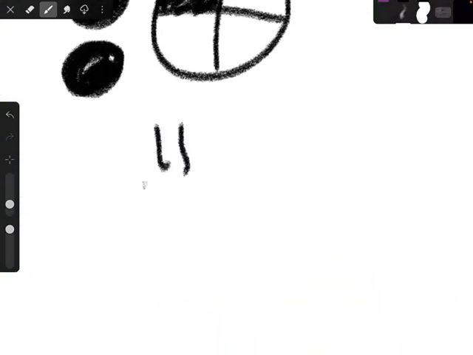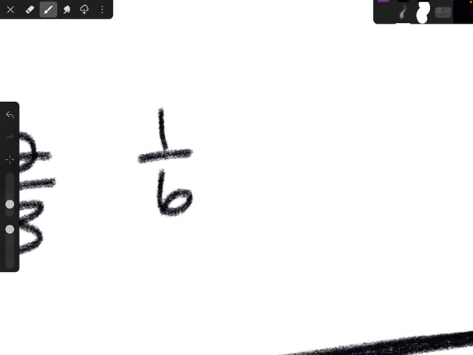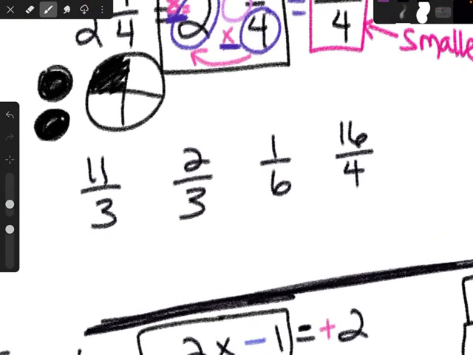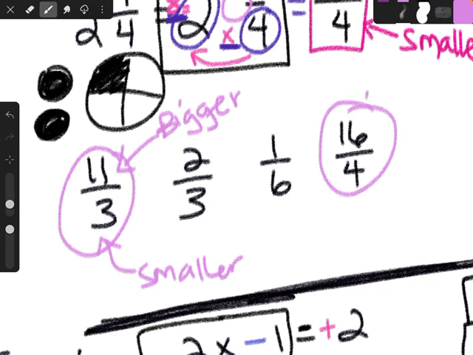problems right now. So if I gave you this, this, this, and this, which one's a monster fraction? And which one's not? This one's a monster fraction because it's bigger on top. This one's smaller on the bottom. 11 is bigger than 3. Which other one's a monster fraction? This one, bigger on top, smaller on the bottom. You guys got this. Alright?